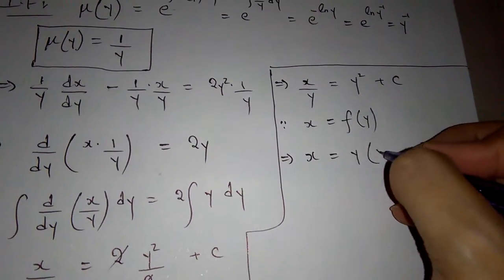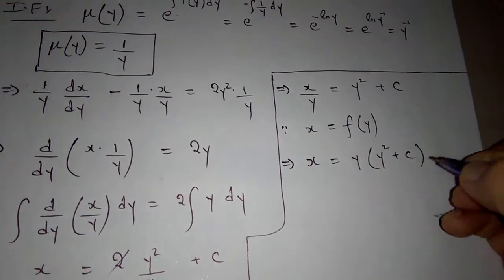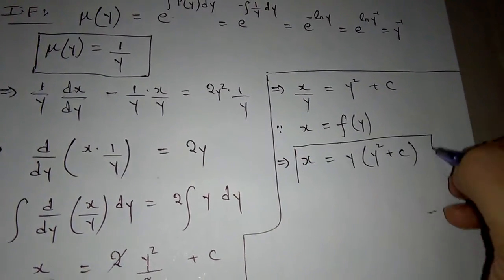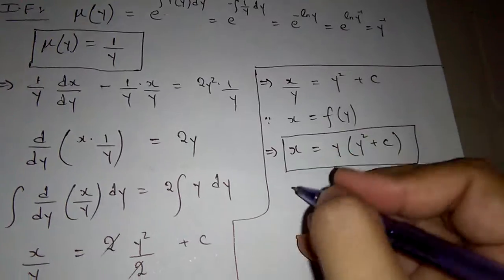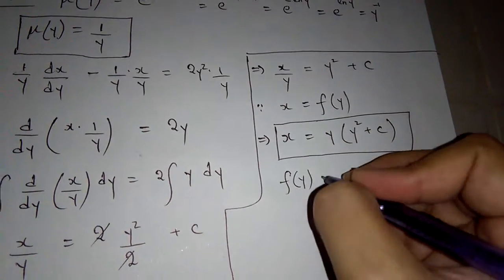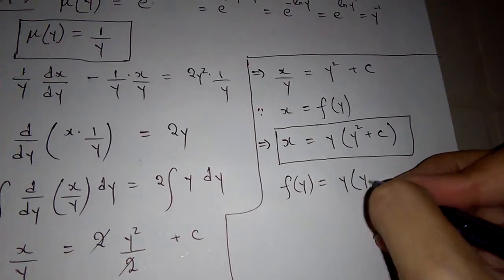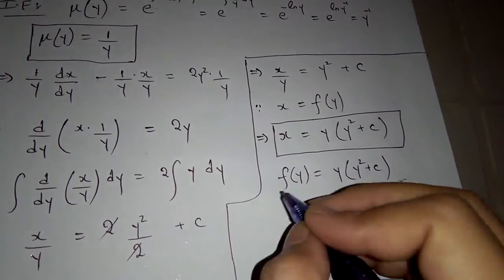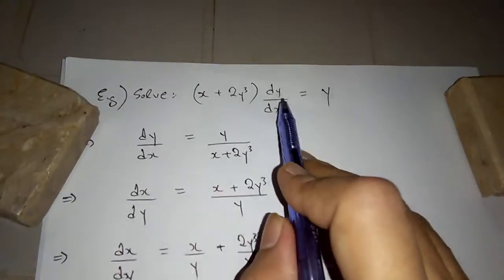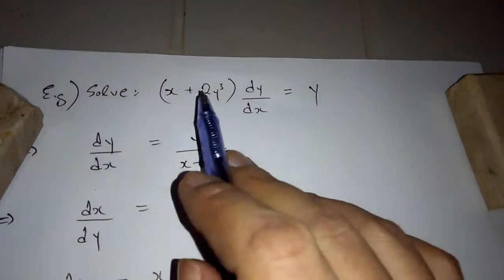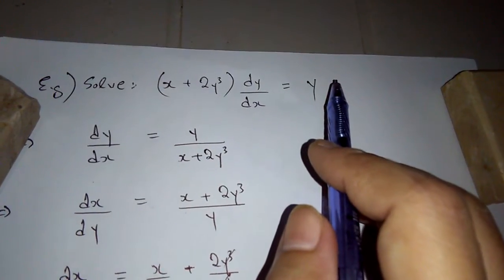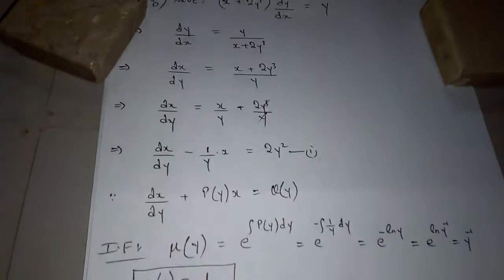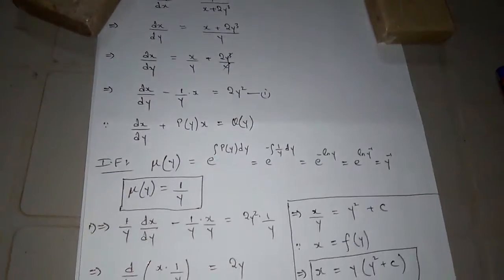This is going to be your final form, and that's how you solve. So this is the solution. This is the solution function, and when we substitute this function over here, it's going to simplify our entire differential equation, which is in linear form. Okay, so I hope this is clear, and let's see one more example.